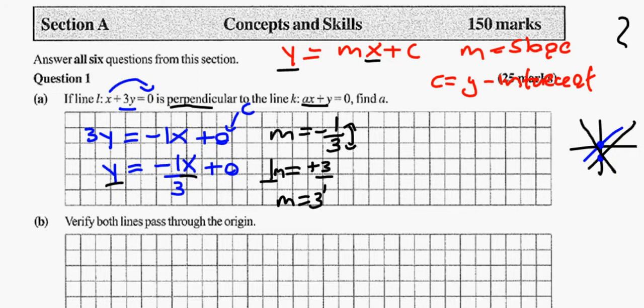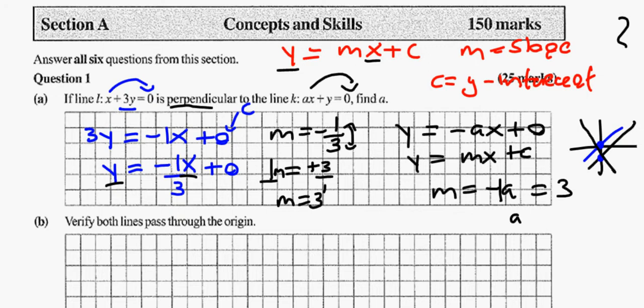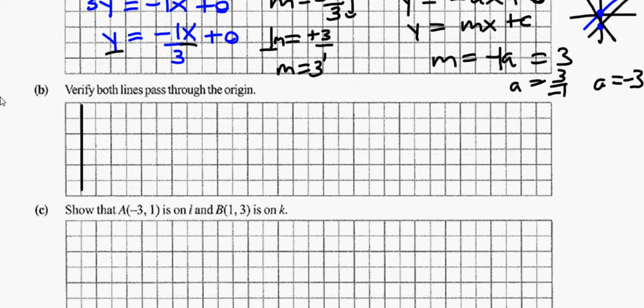Now we start working on the formula for the line K by getting y on its own. Bring over ax to the other side and we get y equals minus ax plus 0. Compared to the formula y equals mx plus c, we can see that m equals minus a, so m must equal minus 1a. Minus 1a in turn must equal 3 because we're told that it's perpendicular. Therefore a equals 3 divided by minus 1, so a equals minus 3.